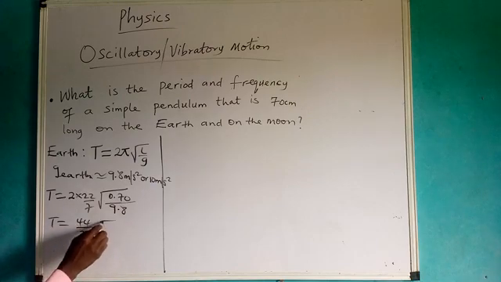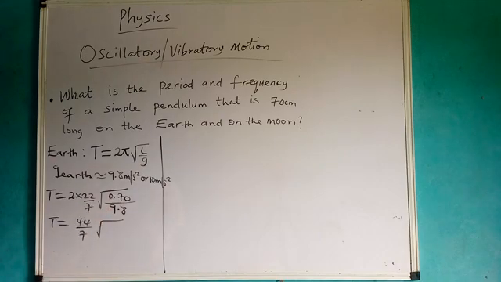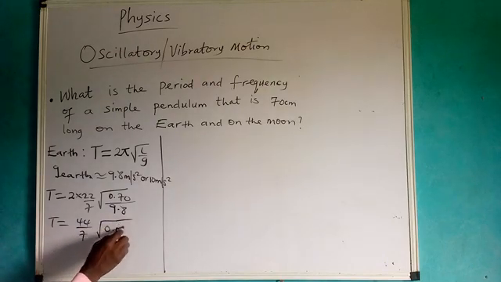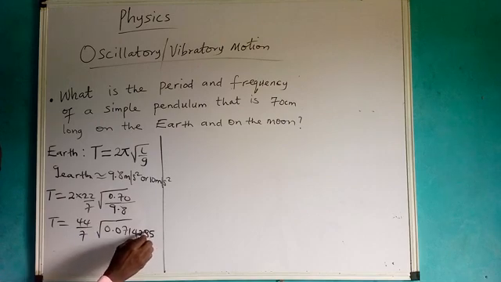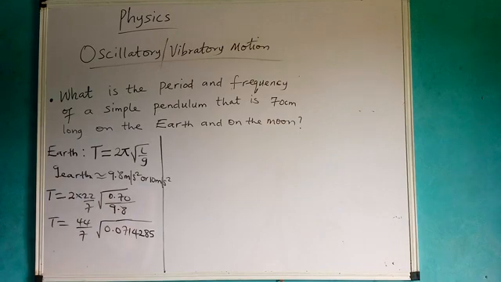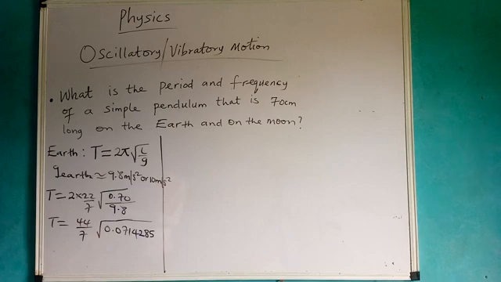Now let us divide this with the calculator. Using the calculator, we have 0.0714285. Now we also get the square root of this, multiply by 44, and divide by 7. I want to work it straight and put my answer there.